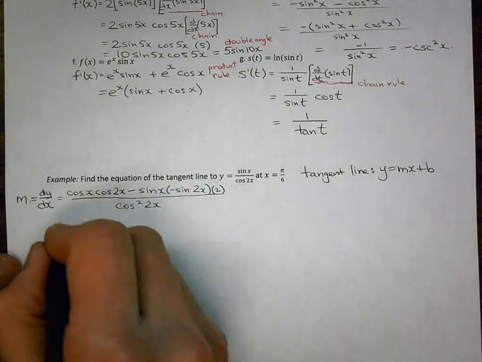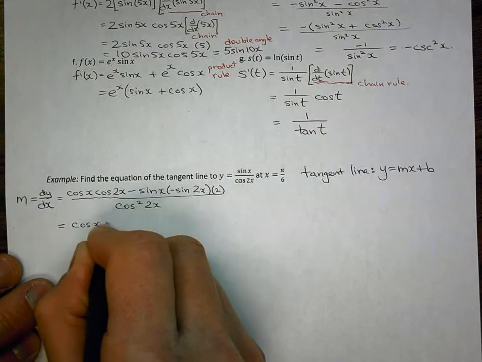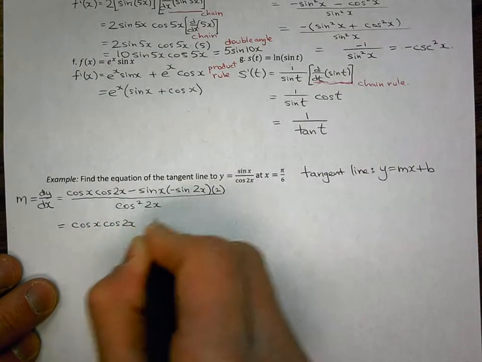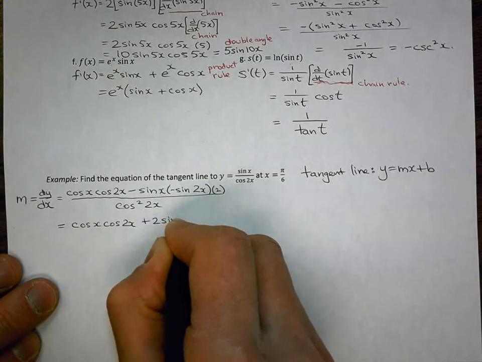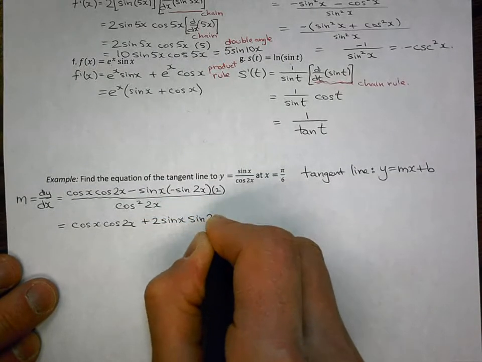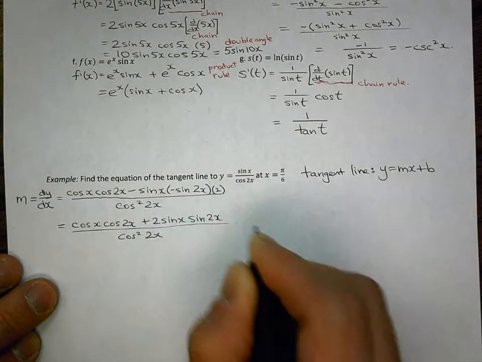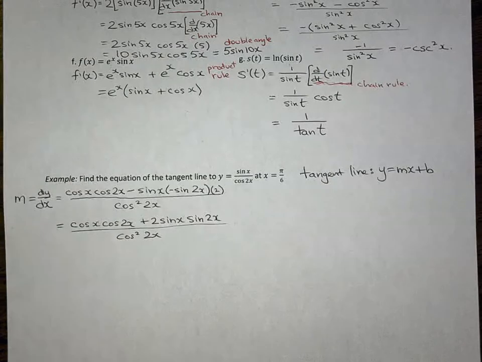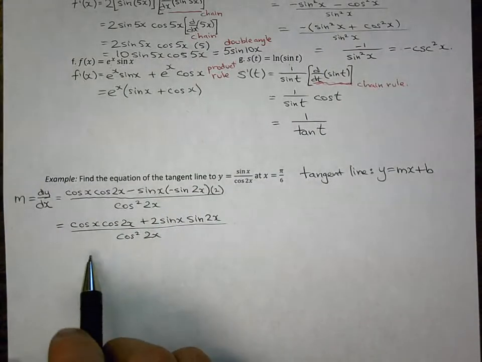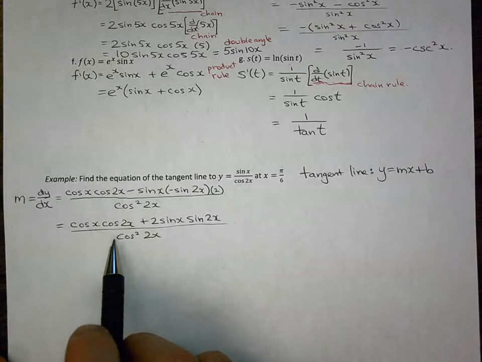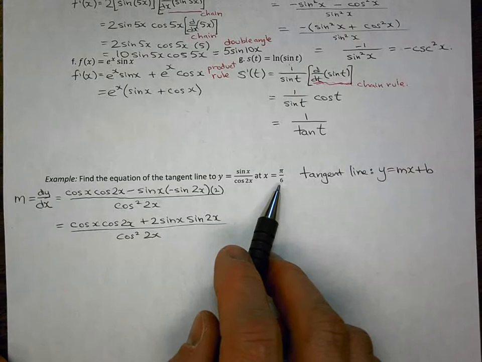There's some negatives here that are kind of overwhelming me. So I have cos x times cos 2x. I have a negative negative, so I have plus 2 sine x sine 2x over cos squared 2x. Now you may be thinking, oh my god, this is going to be so hard to simplify. I'm going to have to use trig identities. But what's nice about questions like this is I don't need you to simplify this. All I need to know is the slope when x is equal to pi by 6.